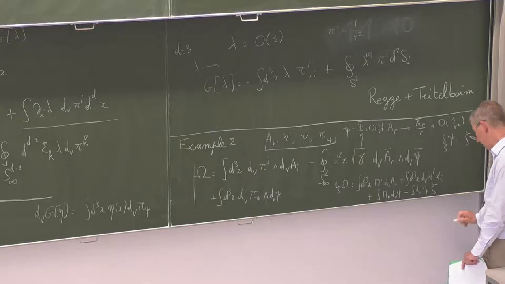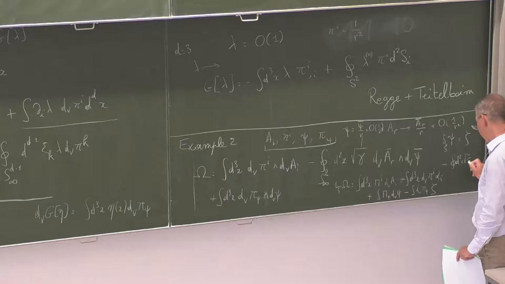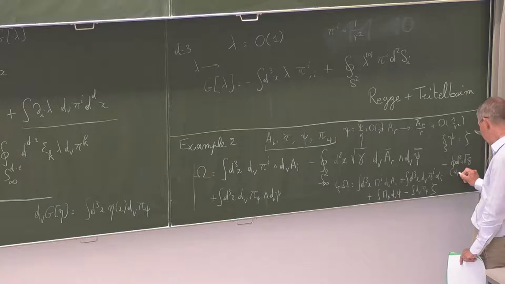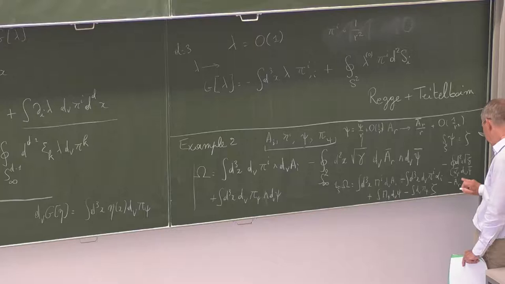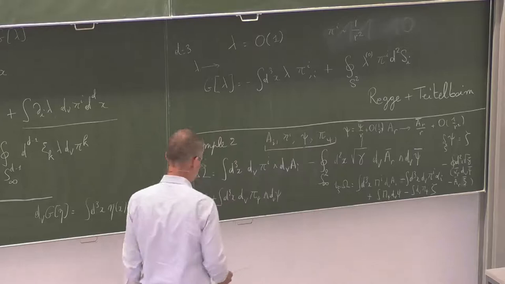But then I have a contribution at infinity, where I will get the surface integral of the variation at infinity of A bar r. So that's alpha r to leading order, dV psi bar, minus A bar r dV zeta bar at the leading order. Okay, and there is an eta everywhere. Eta is on that side. And so I want to see whether I can equate that.